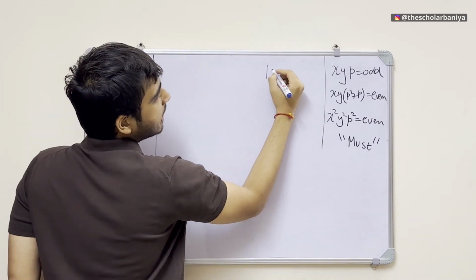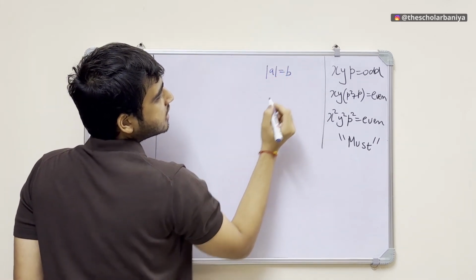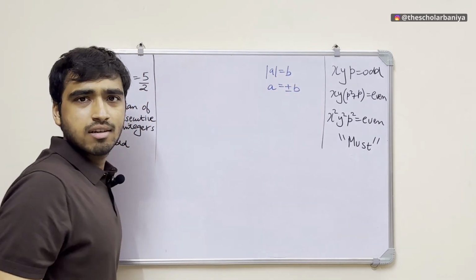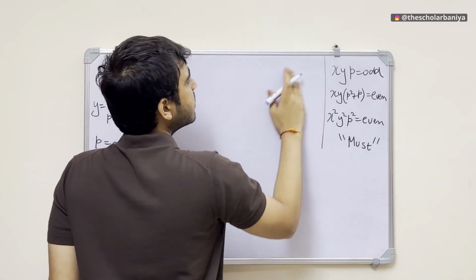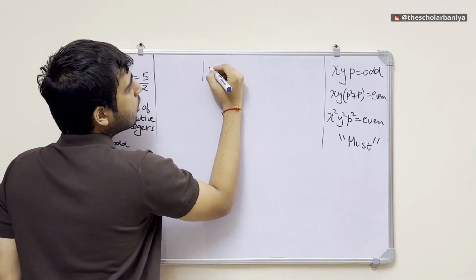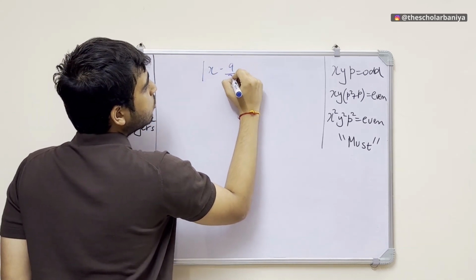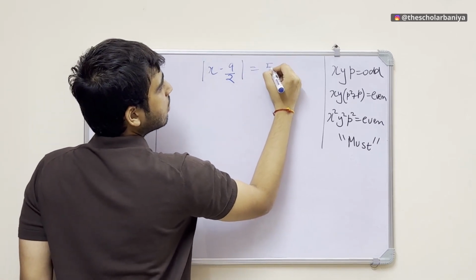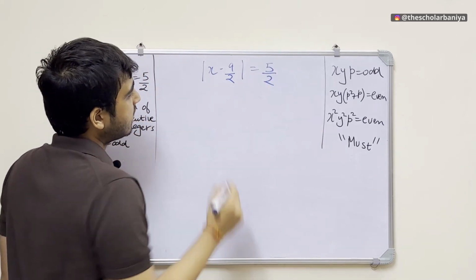So we know that if |A| = B, then A = ±B. I hope this should be clear, right? So let's solve this. This is |x - 9/2| = 5/2, right? So let's solve this.